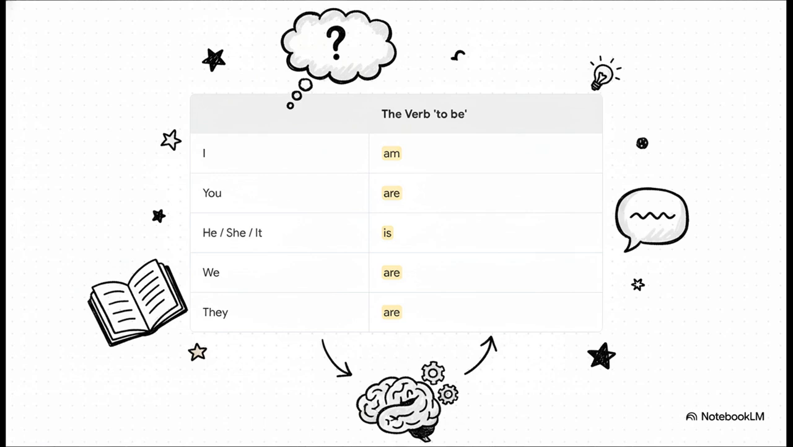Excellent. Let's do that again. This time, I'll say the full pair and you repeat. I am. You are. He is. She is. It is. We are. They are. This is one of the most important things to learn as a beginner, so please practice this table every day until you know it perfectly.